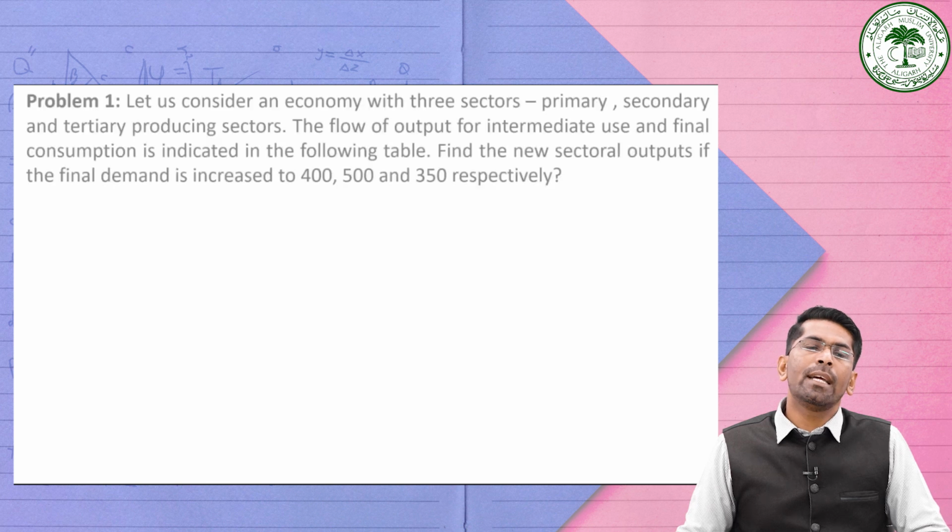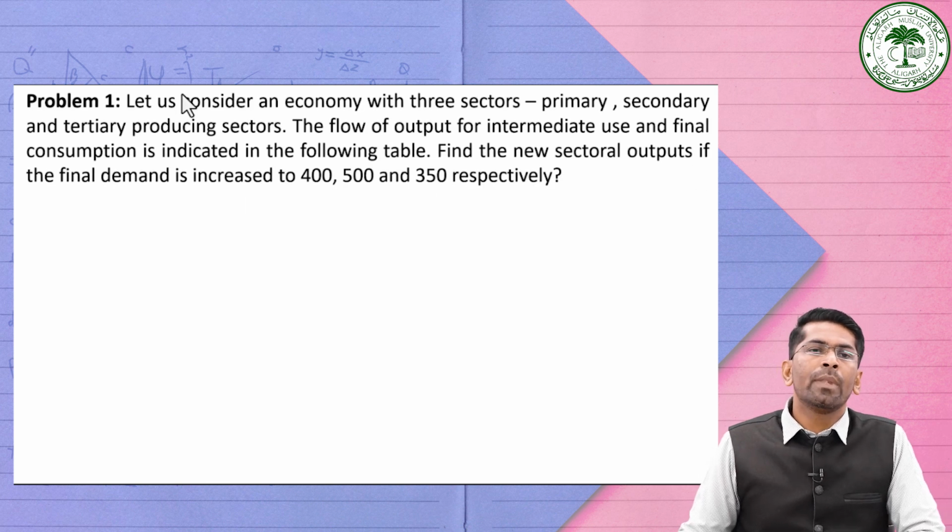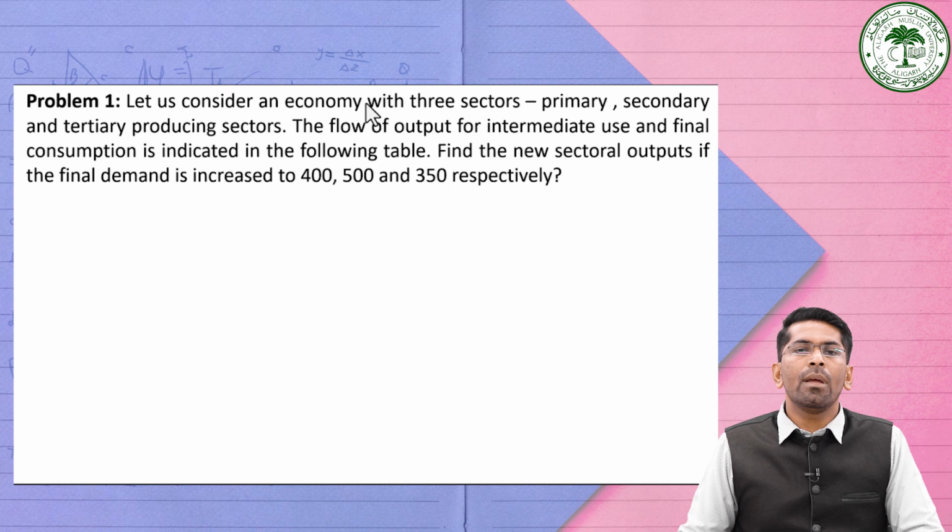See, consider one example. We have the given problem. Let us consider an economy with three sectors. We have primary, secondary and tertiary producing sectors. And the flow of output for the intermediate use and the final demand is indicated in the following table. So, the table I am showing here.